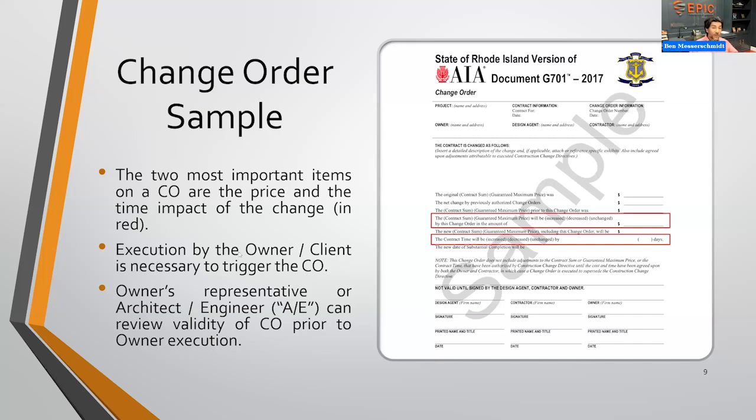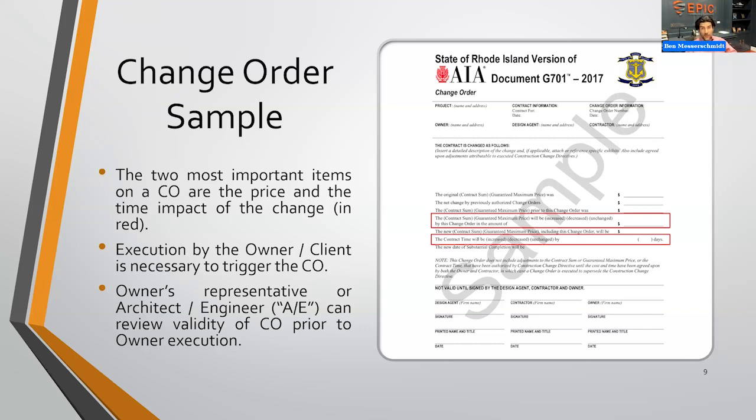Execution by the owner or the client is going to be the triggering point to call this an active change order. Because the owner in this scenario is primarily funding this project, that is the green light, if you will, for this change order.